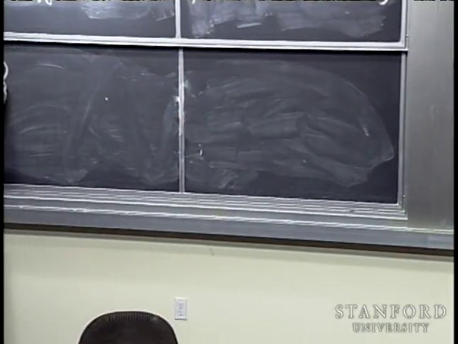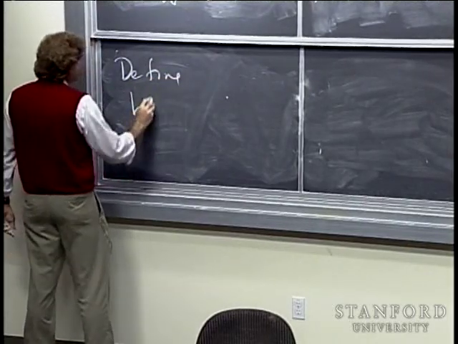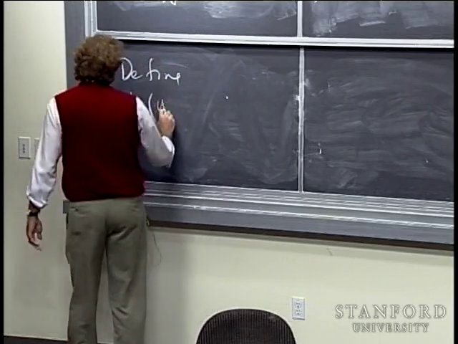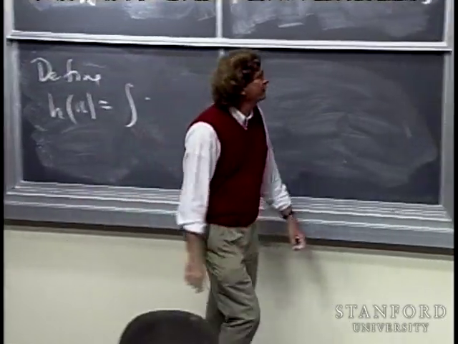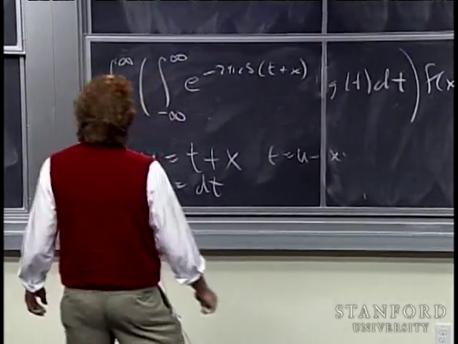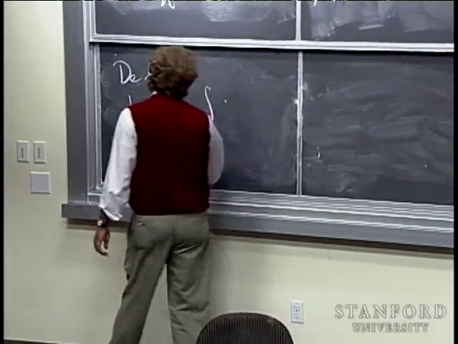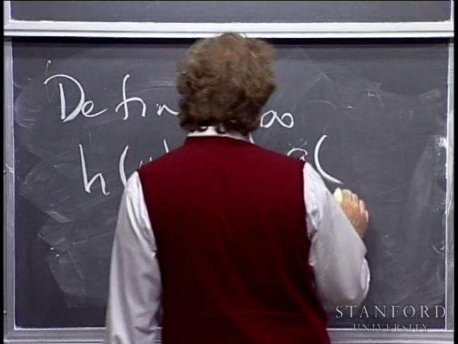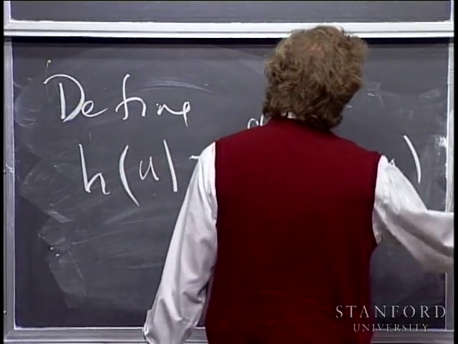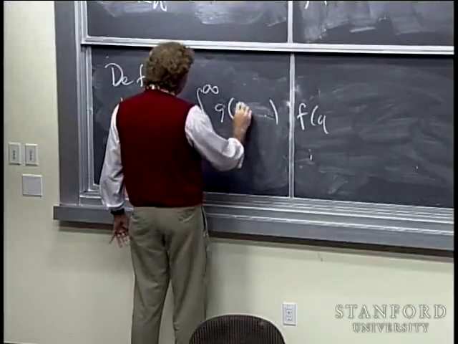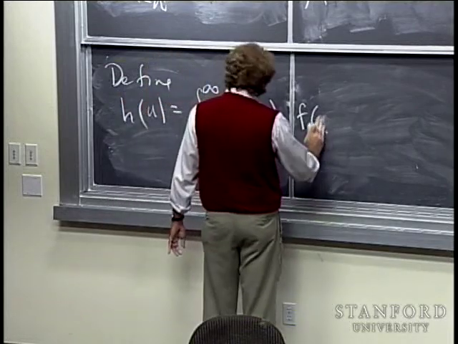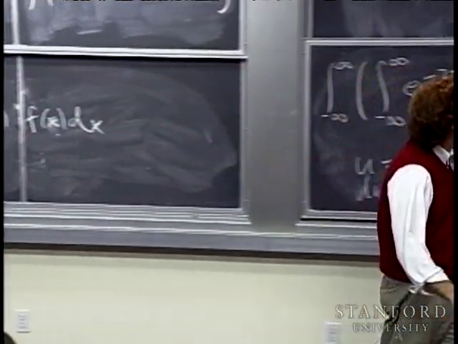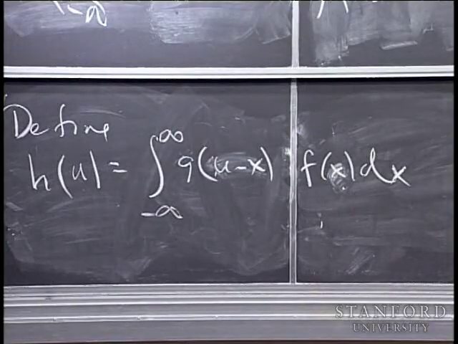All right? I'm going to define h of x, h of u, I guess it is, to be the integral from minus infinity to infinity of g of u minus x, f of x dx, right? That's what I have in the inside integral. U minus x, f of x dx.